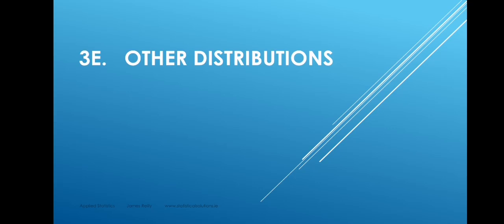Welcome to this video lecture about other distributions. We've already looked at the binomial and Poisson distributions, which are discrete distributions that are useful for dealing with count data. We have also looked at the normal distribution, which is useful for dealing with measurement data that arises in a lot of situations. But some measurements do not follow a normal distribution, and so now we take a look at some of these other distributions.